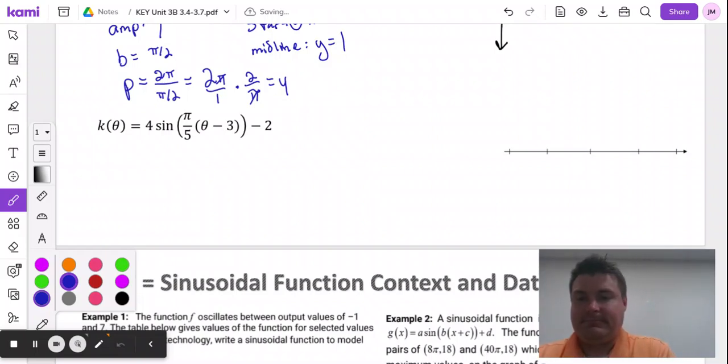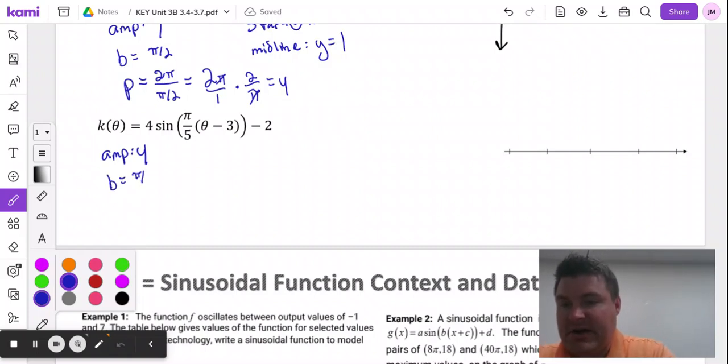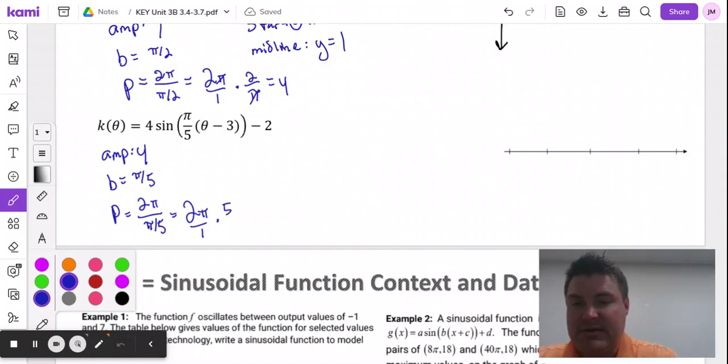Okay, so let's start with the amplitude here. The amplitude is 4. This B value is pi over 5. So my period is 2 pi over pi over 5, which is 2 pi over 1. Flip the second and multiply, is 10.